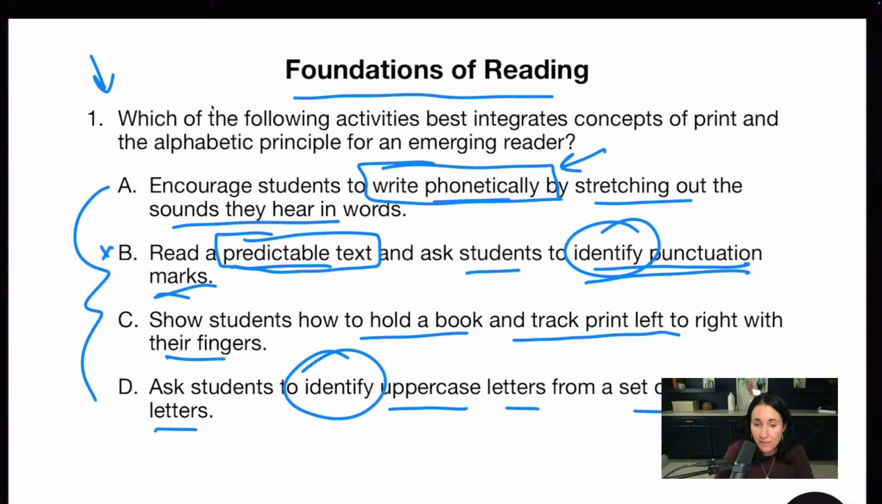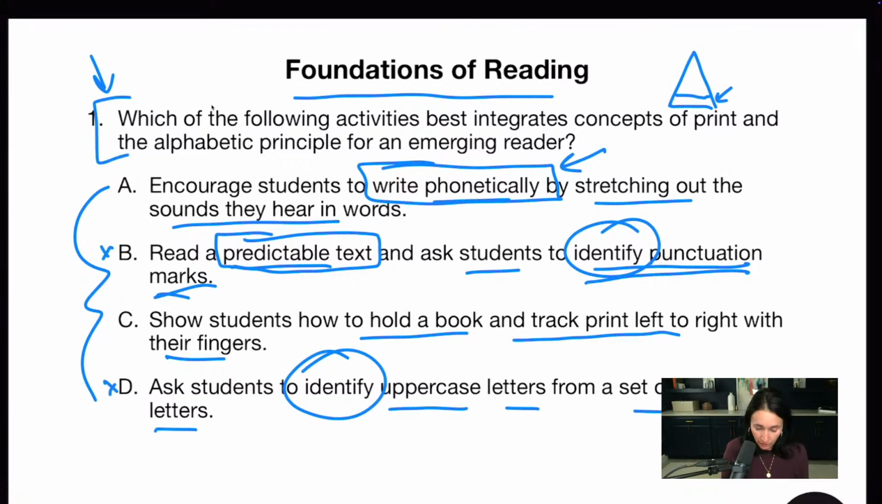Now, identify is not a bad word. However, it's on the lower level of skills in Bloom's taxonomy, and I'll just do a little Bloom's here for you so you can see it. The Bloom's hierarchy, identify is down here. Now, we do need to learn to identify things. That's the start of something. But identifying punctuation marks and identifying uppercase letters, that doesn't feel like a really worthwhile thing. So I'm going to cross off those two. It could be the answer, but I don't love them.